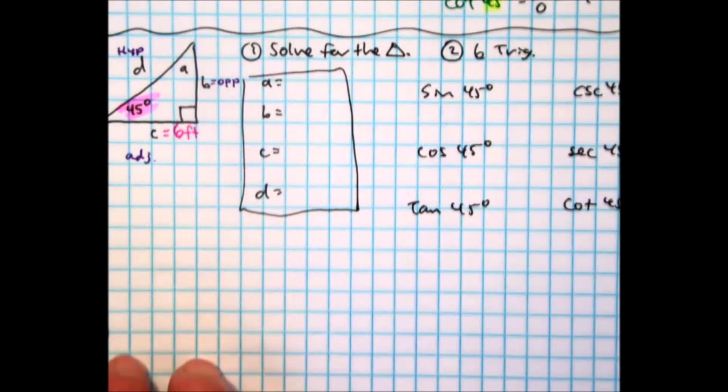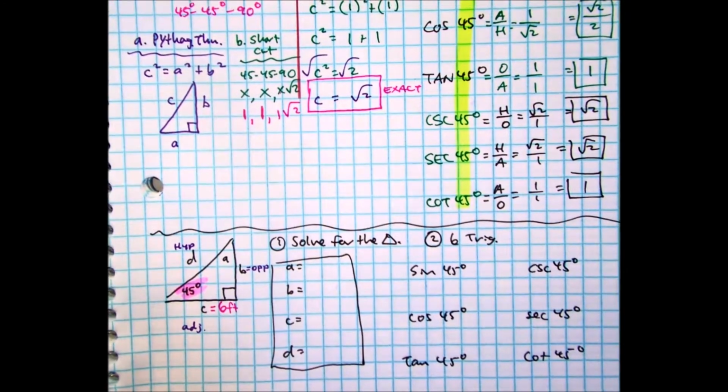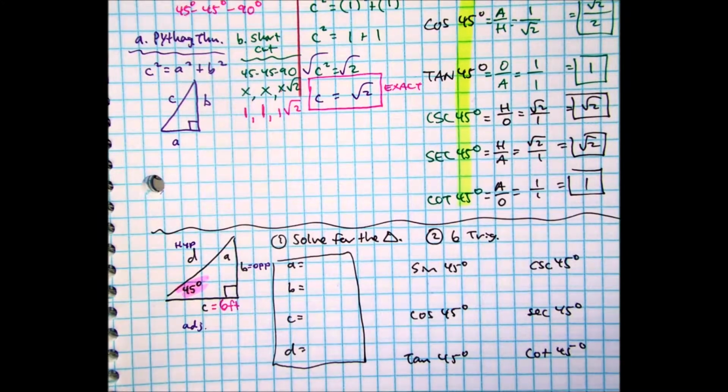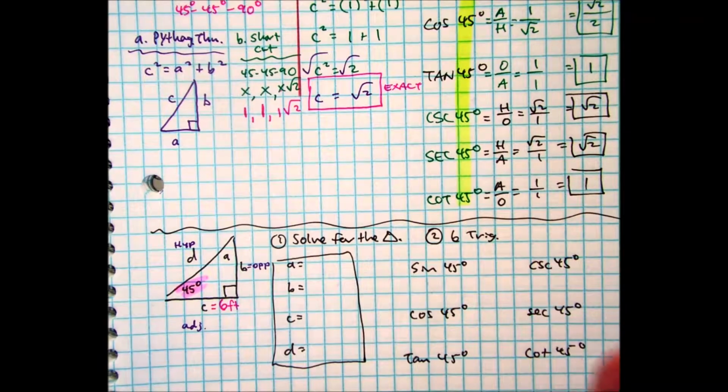Alright, some information you might want to copy down. I think some of you are stuck on the fact that I only gave you one side length. Well, remember, this is an isosceles right triangle. How do I know it's an isosceles right triangle?